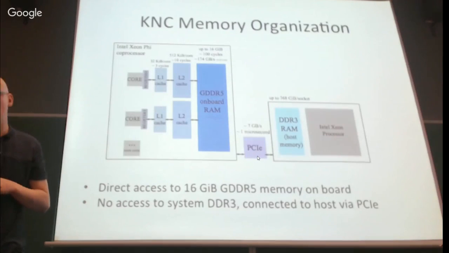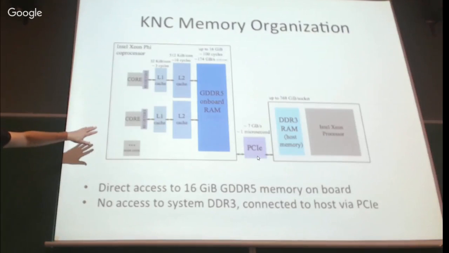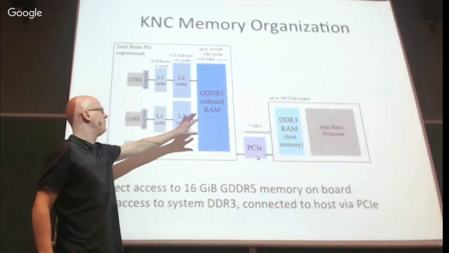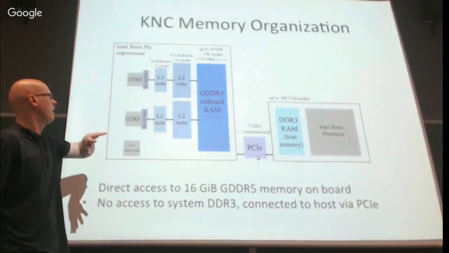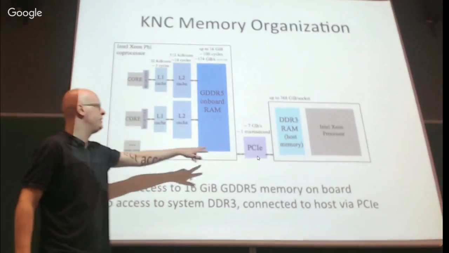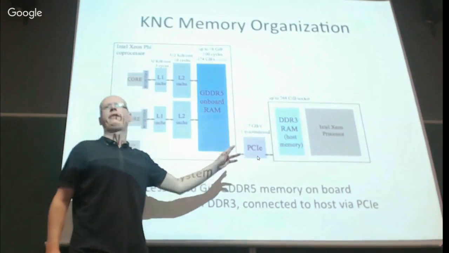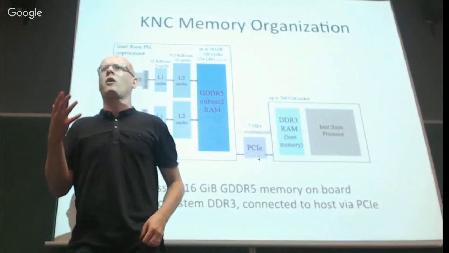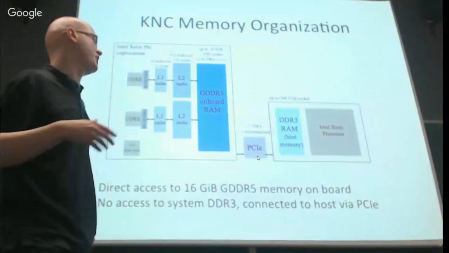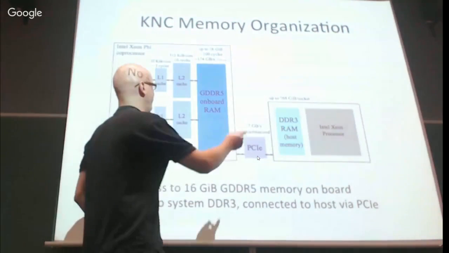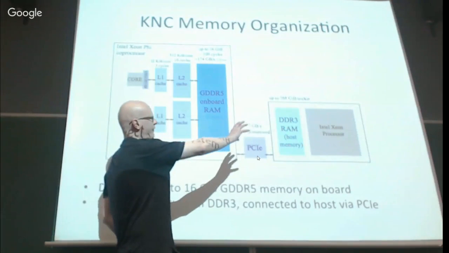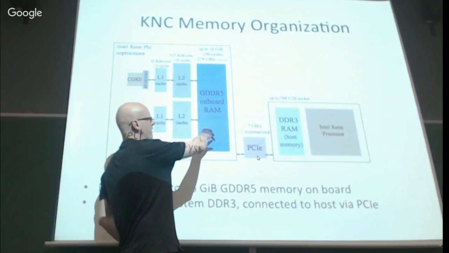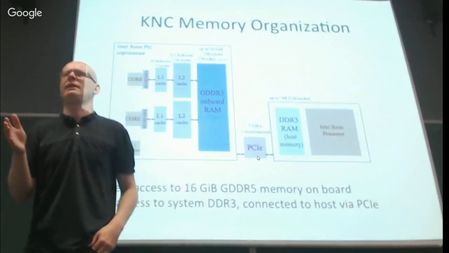KNC memory organization. You saw most of it already. You have the 2 levels of cache, L1 and L2. You have GDDR5, so slightly faster than the DDR3 on the Xeon. And then you have this PCIe bus to the host processor. That's what we're going to call the Xeon from time to time; we'll use that interchangeably, your host processor. So basically, the model that you use for the coprocessor is you offload data from your DDR3 into GDDR5 by way of pushing it over the PCI Express bus.